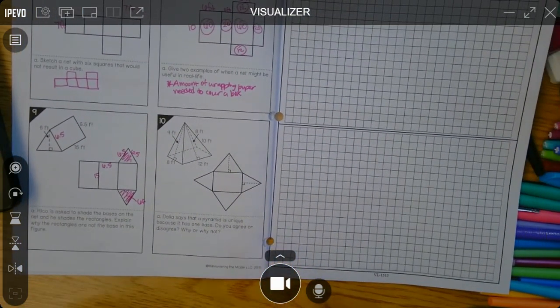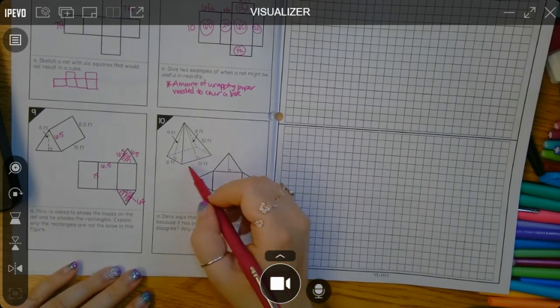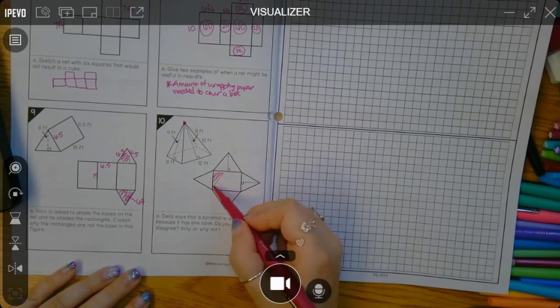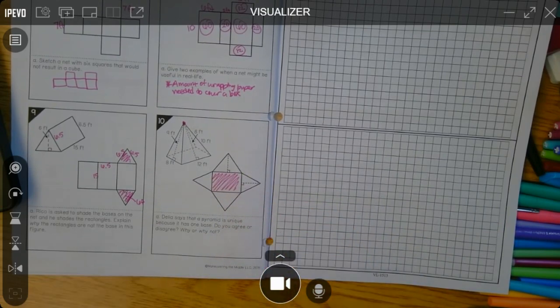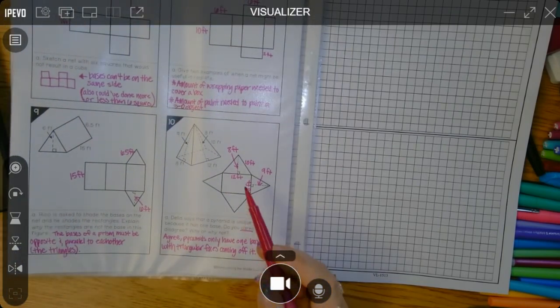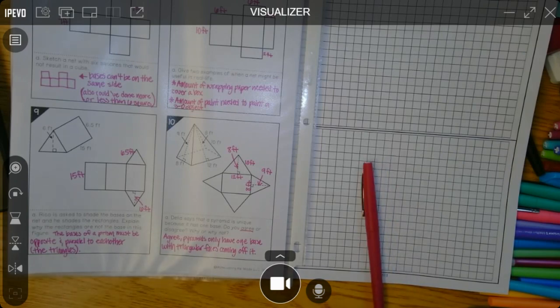Okay, finally, this one says, Delilah says that a pyramid is unique because it has one base. Do you agree or disagree? Yeah, I agree. Okay, in order to be a pyramid, it has one base that's always opposite that tippy top point. And so here, it has one rectangular base. Okay, and then remember, it has triangular faces coming off of it. Perfect. Hopefully this helps you understand a little bit more about nets and how they relate to 3D shapes. You're going to do great on this unit.